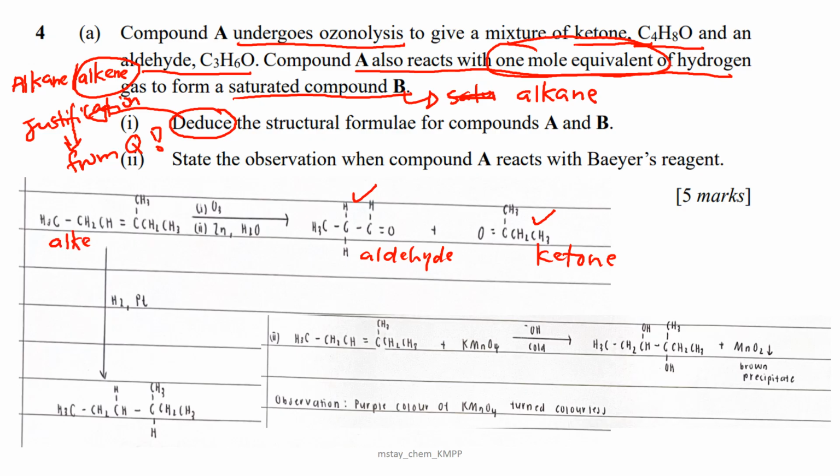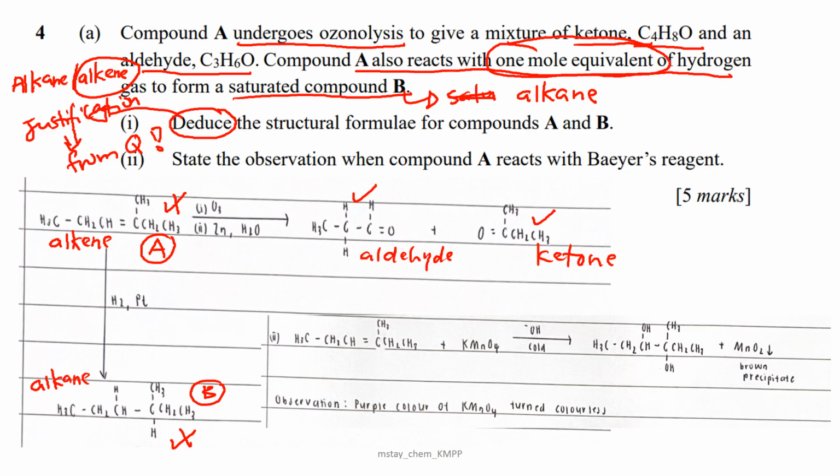So for this one, your friend didn't label this as structure A. So even though this structure is correct, marks will not be given. And after that, the alkene reacts with the hydrogen to produce alkane, and this is the structure B. Again, since it is not labeled, we also will not get the mark for this structure. So back to here, deduce the structural formula.